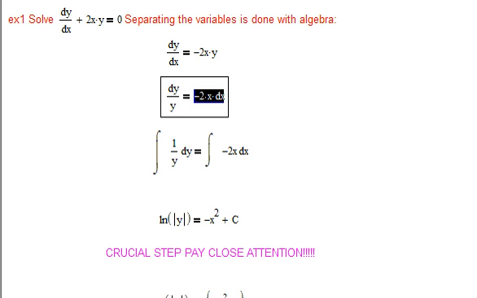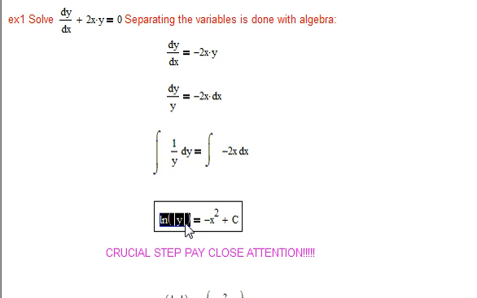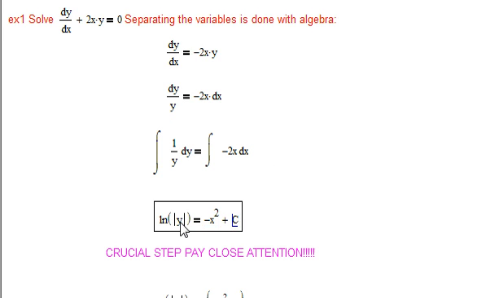Now on the left-hand side we can integrate dy over y, which is an easy one: ln absolute value of y. And integrate on the right-hand side negative 2x. Of course, that's an easy one. It's just negative x squared over 2. I'm sorry, just negative x squared, plus a constant c. That constant covers the constant of integration from the left-hand side and from the right side. They're added together.